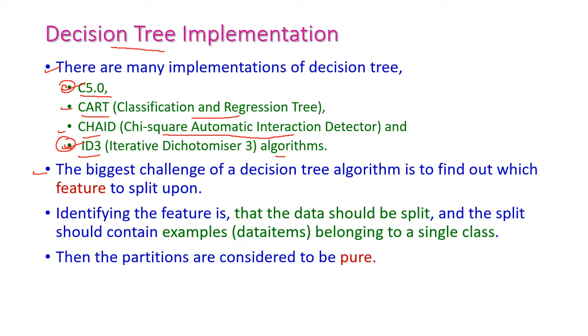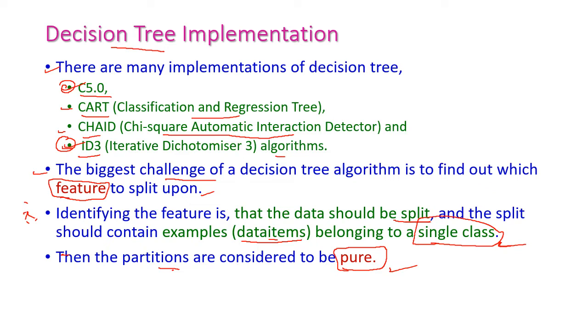Here, the biggest challenge of the decision tree algorithm is to find out which feature to split upon. That is, we need to select which particular feature to split the data on, such that the resulting examples, that is data items, belong to a single class. Then this particular partition is called pure partitioning.